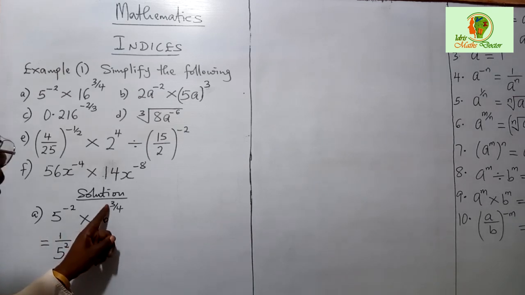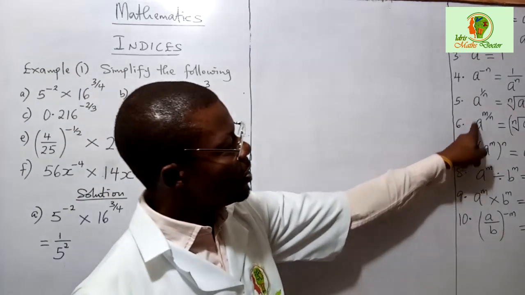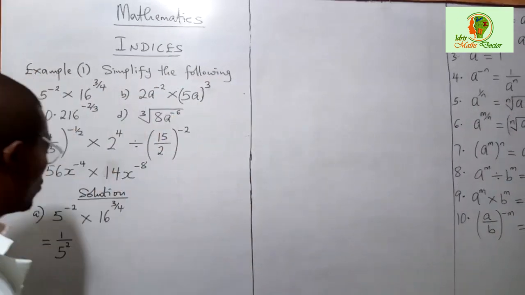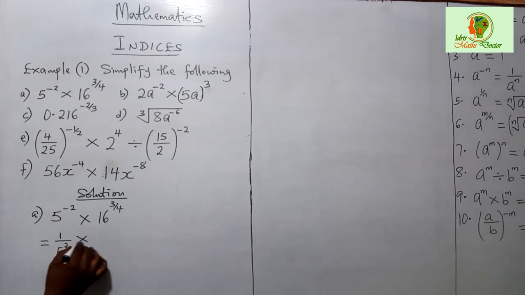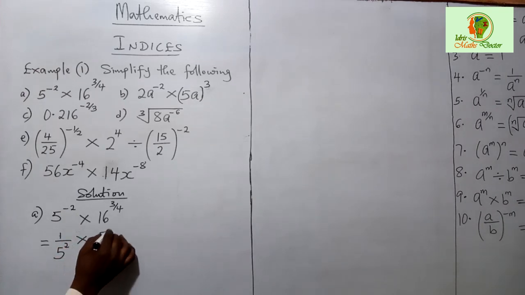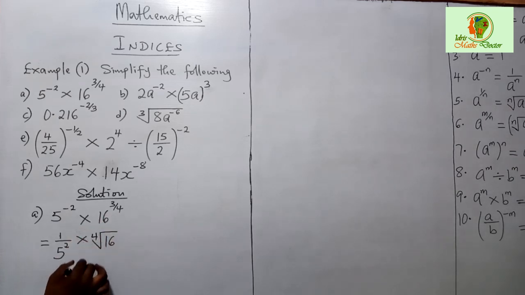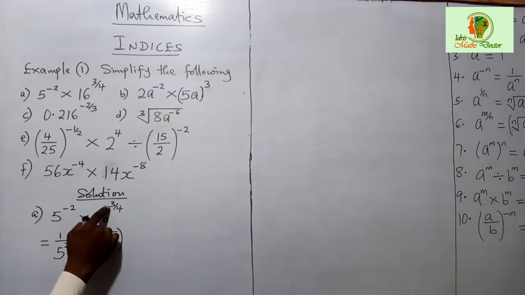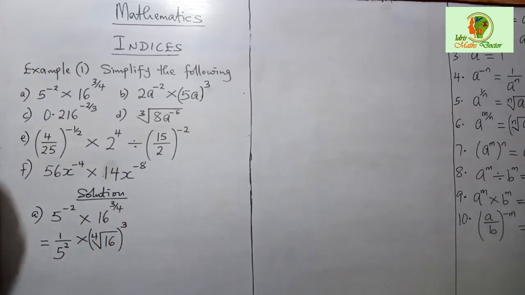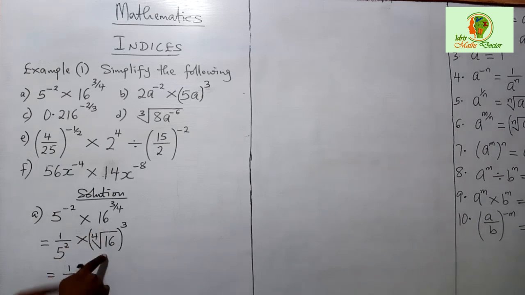16 raised to power 3 over 4 is similar to A raised to power m over n. Applying that law, it becomes the root, with the base under the root, remember? The denominator will be here, raised to power what? The numerator. Is that taken? So we have 1 all over 5 raised to power 2, which is not 10, but 5 times 5, which gives us 25, times what we have inside the bracket.